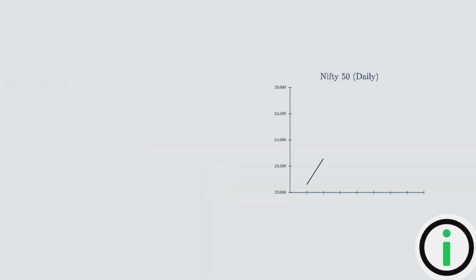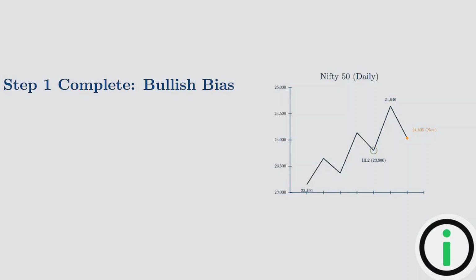Looking at the Nifty 50 data, we started at a June low of 23,150. Price moved up to a peak, then a higher low, another peak, and eventually reached a swing high at 24,646. Currently, price has pulled back to 24,035. Because the previous higher low is still intact, the structure remains bullish. Our bias is long. We have successfully completed step 1, defining our bias.